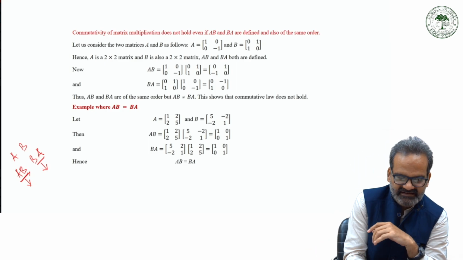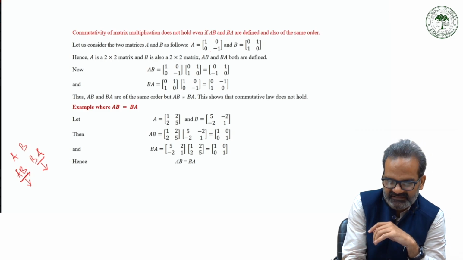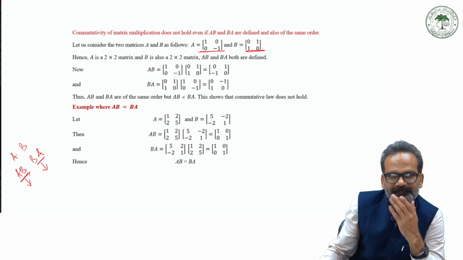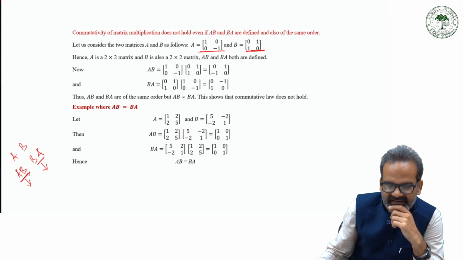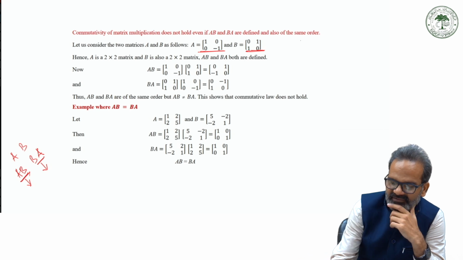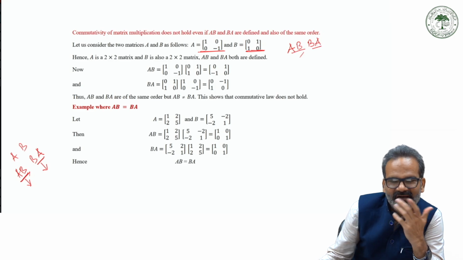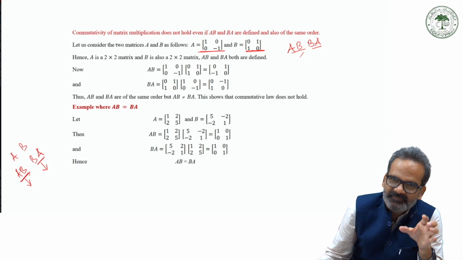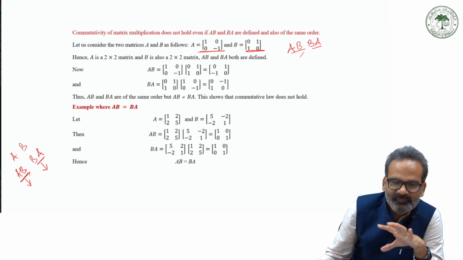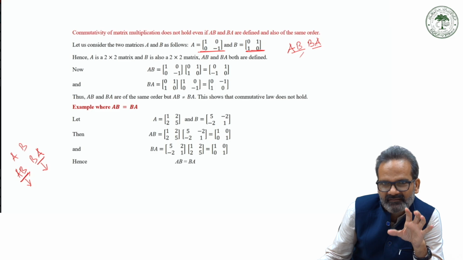See, let us consider the two matrices A and B as follows. This is your matrix A and this is your matrix B, right? A is a 2 by 2 matrix and B is also a 2 by 2 matrix. So, naturally, both are square matrices. AB is possible and BA is possible, and the order of AB will be 2 by 2 and the order of BA will be 2 by 2. That means the resultant products AB as well as BA will both be of the same order, right?